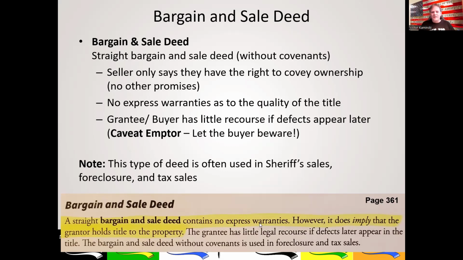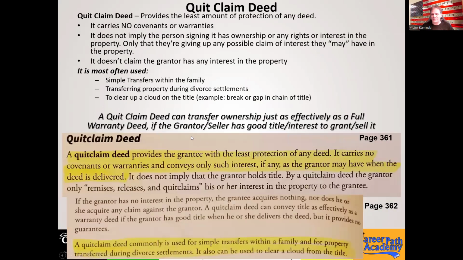Yeah. And then lastly, we have the type of deed that doesn't even make the claim that you're the owner or have any legal right or interest in the property. And this is called a quitclaim deed. Oh, why would anybody ever use this? Well, this provides the least amount of protection of any of the deeds. It carries no covenants or warranties whatsoever.